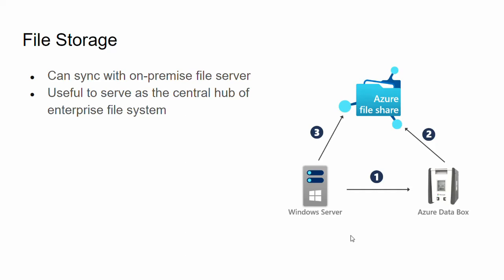And finally, it can also be used to serve as a central hub of an enterprise file system. It's not surprising that you have a distributed team. You have some people in the US, some people in Europe, some people in India. This is a common setup, right? So what if all these people need to access the same machine, same server, same file, right? So for this, Azure File Share can serve as a central hub.